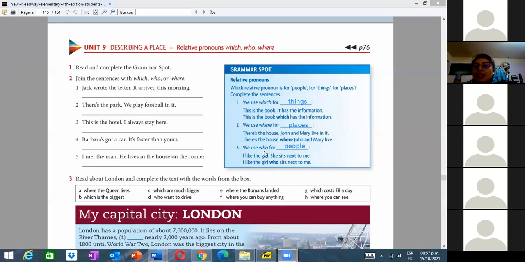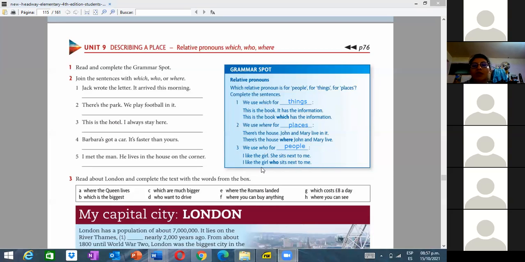And finally, we have the next rule. We use who for people, right? Look at the examples. I like the girl. She sits next to me. Okay, and now I want to join. I need only one sentence. What do I have to do? I have to use the relative pronoun. In that case, I like the girl who sits next to me.